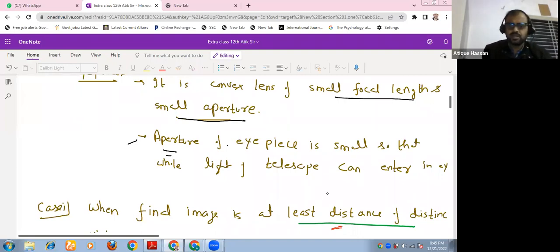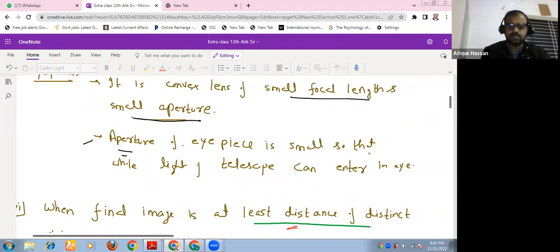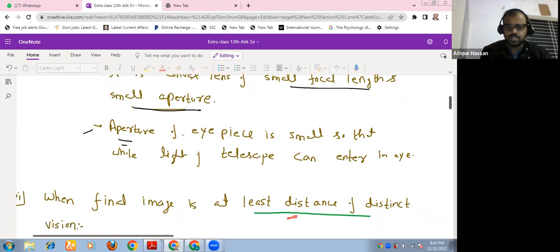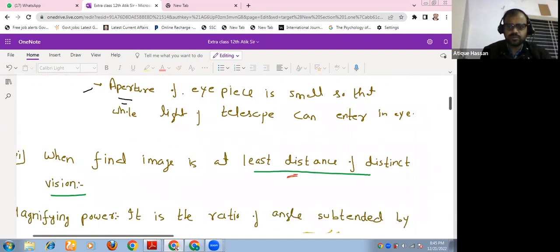will be gathered by the eye, eye lens, so that all the light rays will be used to form the image. So there will not be any loss of light. If the aperture of eyepiece could have been larger, then there was a chance of mismatch, and in that case we may lose some intensity of light. So this is the case.